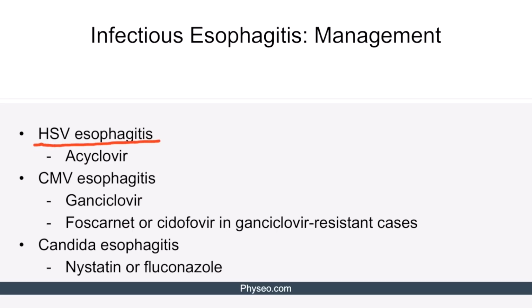HSV esophagitis is treated with acyclovir. CMV esophagitis, on the other hand, is treated with ganciclovir. Ganciclovir-resistant cases can be managed with foscarnet or cidofovir. Finally, Candida esophagitis is treated with nystatin or fluconazole.